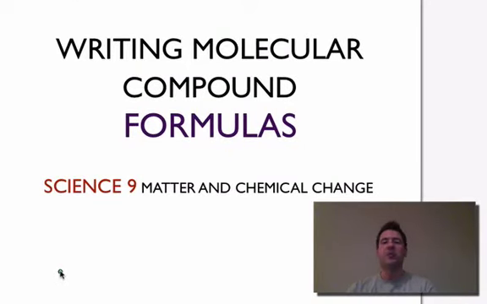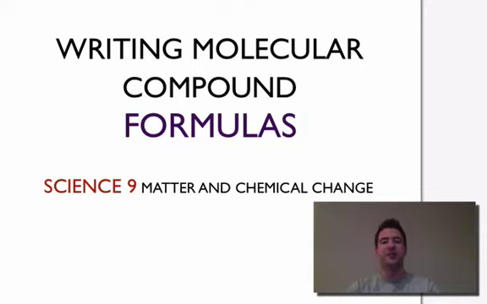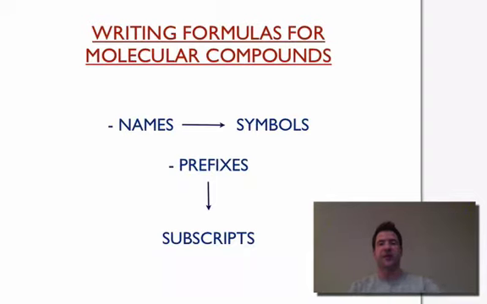Today we're going to be talking about writing molecular compound formulas. So this is for Science 9 students studying matter and chemical change. This is going to be topic 6 in your textbook for study references. What we're doing is basically the opposite procedure of what we learned when we were naming molecular compounds. Now we're going to take the name and write the chemical formula. Before, we took the formula and wrote the name out. So we're going to do the opposite function. This is going to be relatively easy for most of you to comprehend.